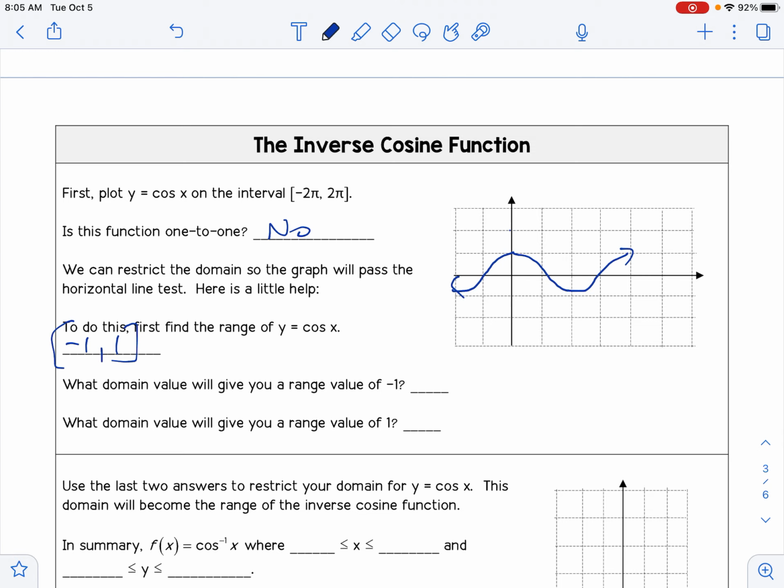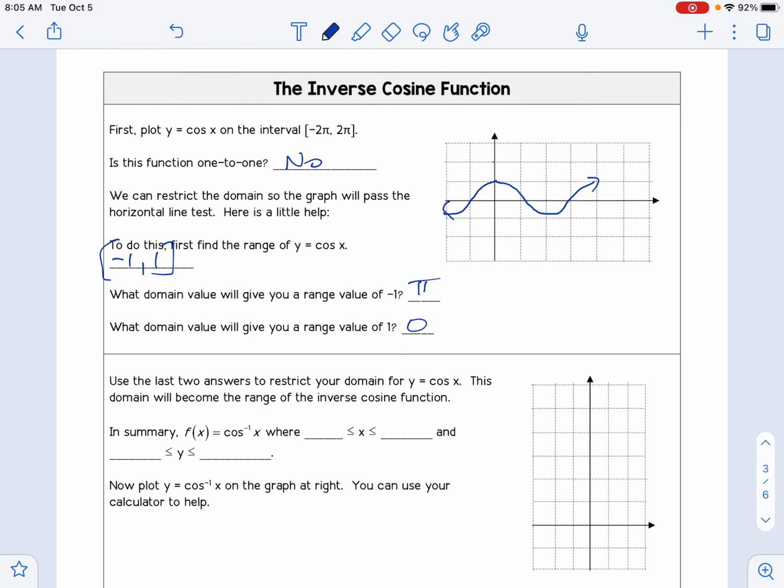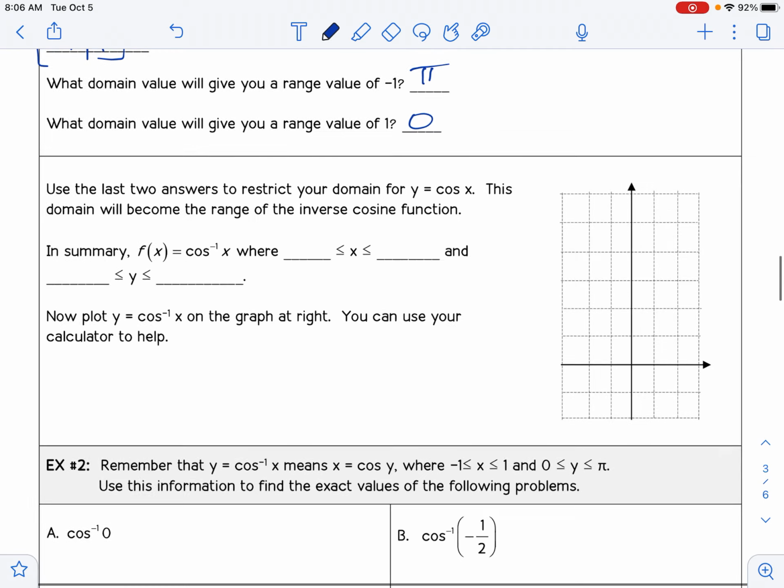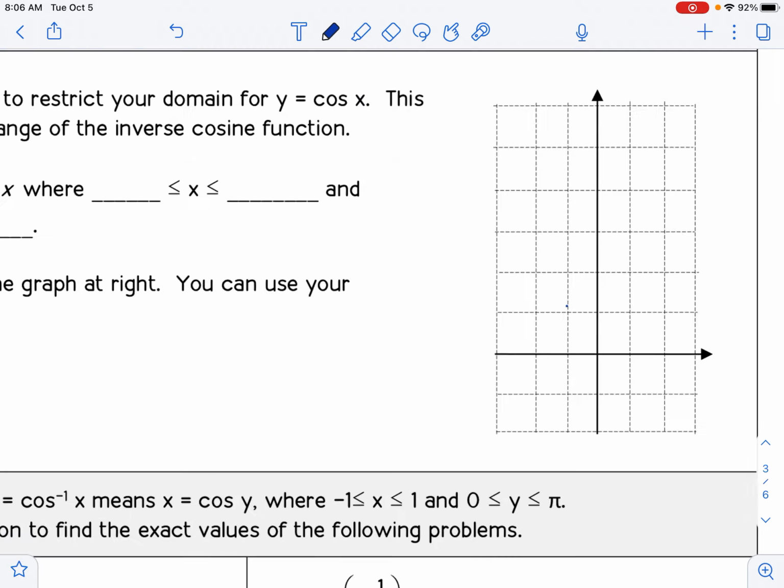What domain value will give you a result of negative 1? That's going to be pi, and positive 1 will be 0. Remember, because cosine now is the x values, not the y values at those places. So if we restrict the domain for cosine, that curve is going to look very similar to one we just talked about. It would look something like this instead.